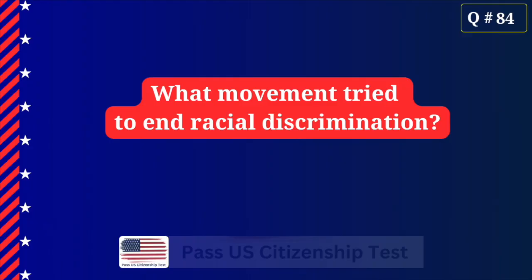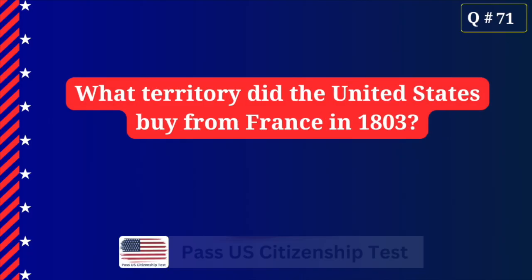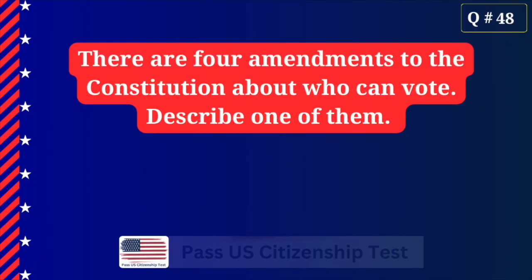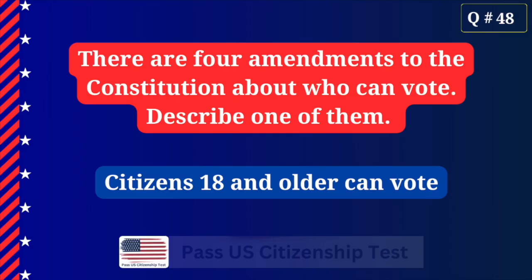What movement tried to end racial discrimination? Civil rights movement. What territory did the United States buy from France in 1803? The Louisiana Territory. There are 4 amendments to the Constitution about who can vote. Describe one of them. Citizens 18 and older can vote.